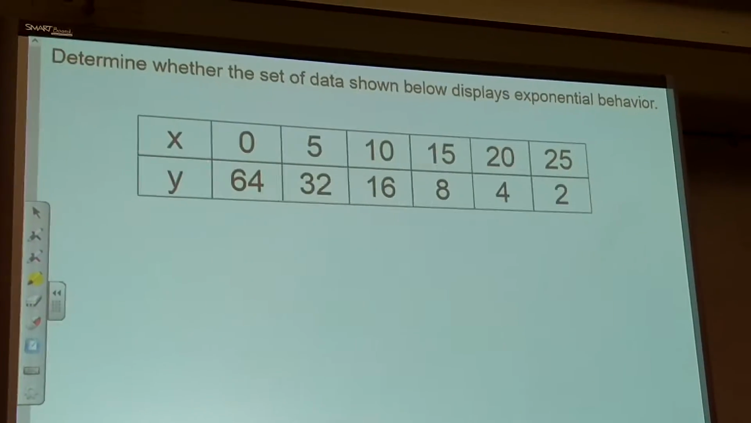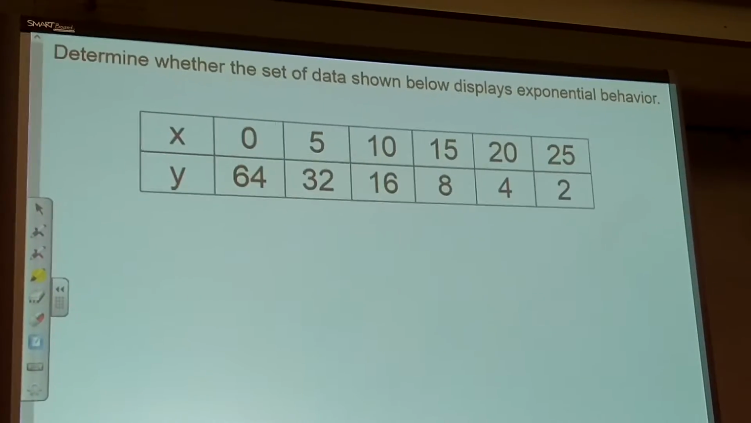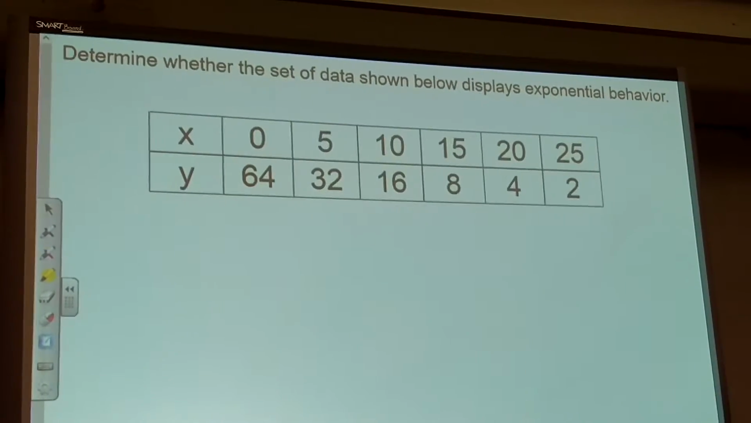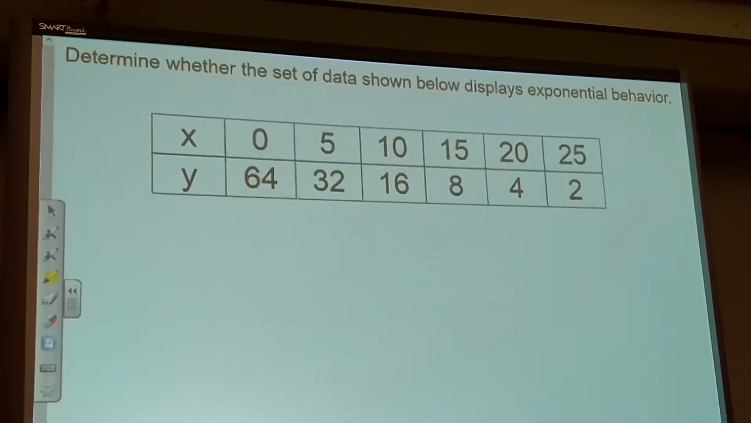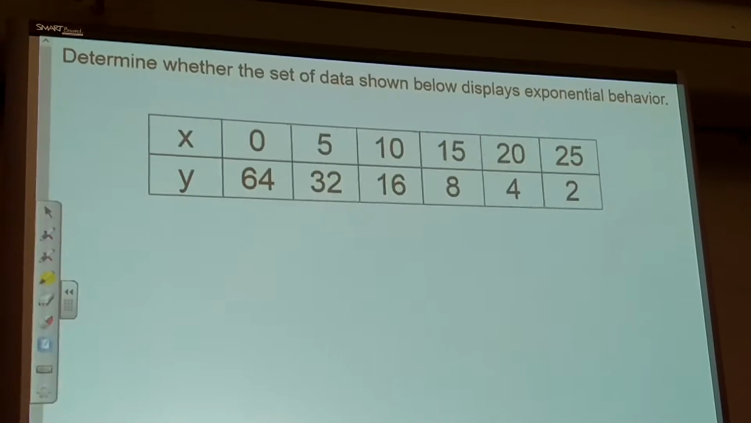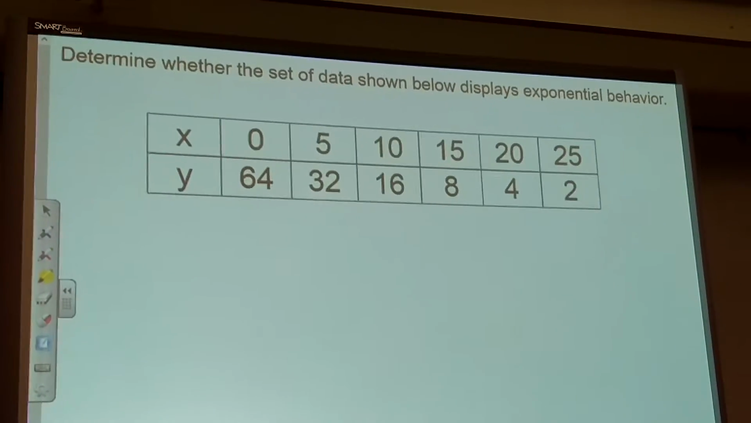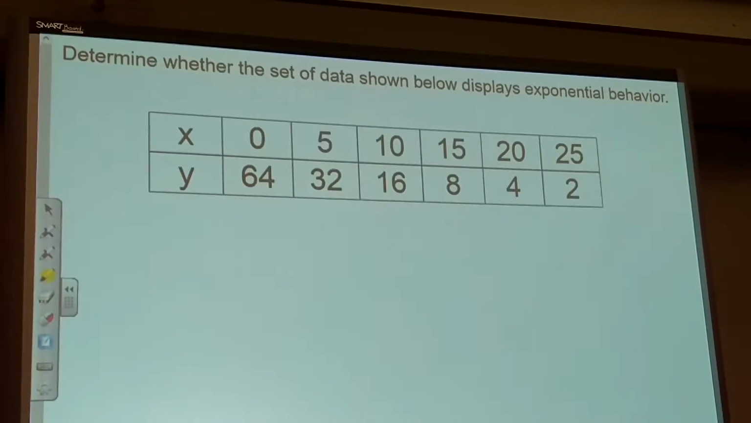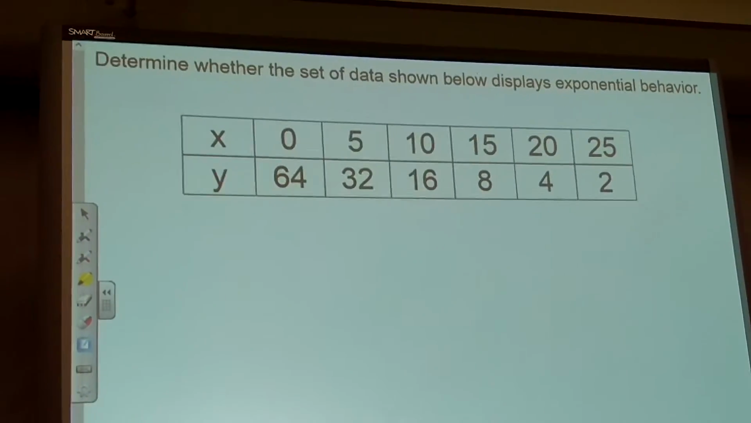Data shown below displays exponential behavior or not. So what do we know? What can you tell just by looking at it? Like just looking at it without knowing what they're talking about, what can you tell by looking at this table? There's a chart. There's two different sequences. What can you tell about the top sequence?